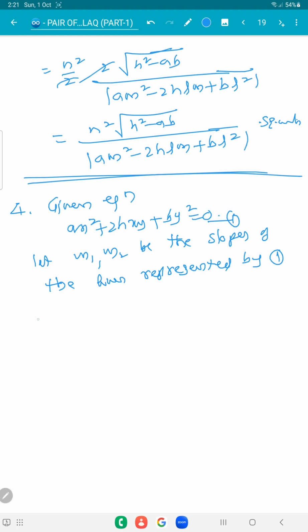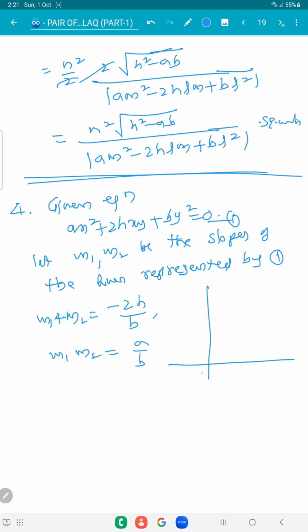Slopes of the lines represented by 1 mean that the sum of the slopes, we know that, right? Already I told that in the beginning of this video. Product of the slopes is a by b. Let us understand the question first. These are the lines given by 1. Bisectors are these. Angular bisectors.